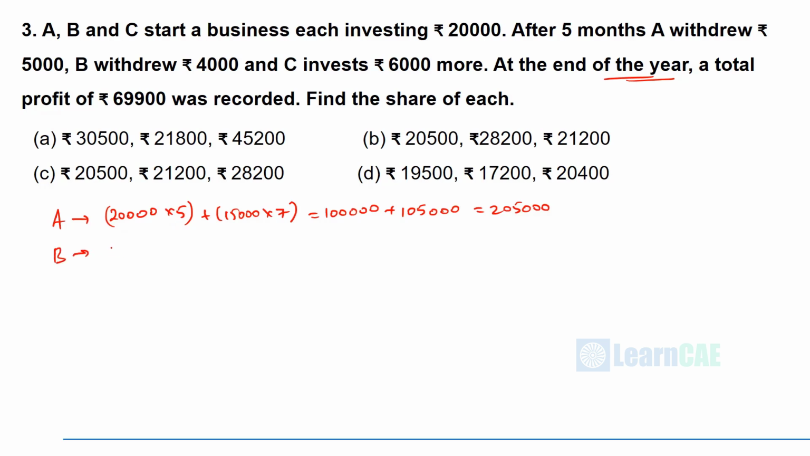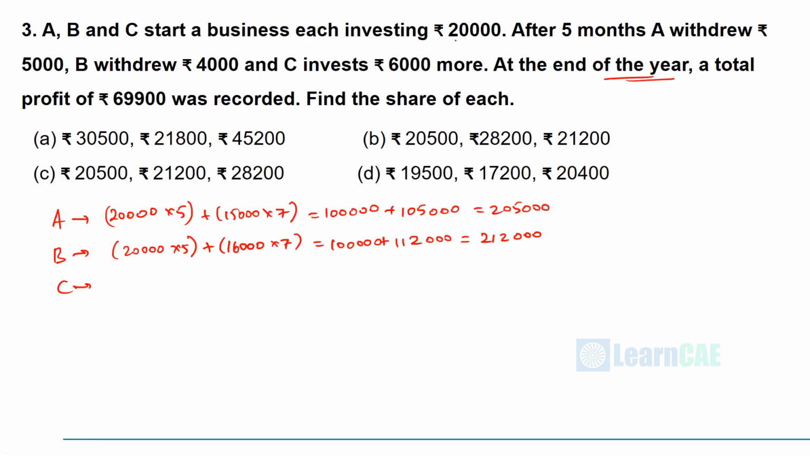B has invested 20,000 for 5 months. After 5 months, he has withdrawn 4,000. So the balance will be 16,000, which is left out for 7 months. Again, this will be 1 lakh plus, this will be 6 sevens are 42, 4, 1 7 is 7, 7 plus 4 is 11, 000. So this will be 212,000.